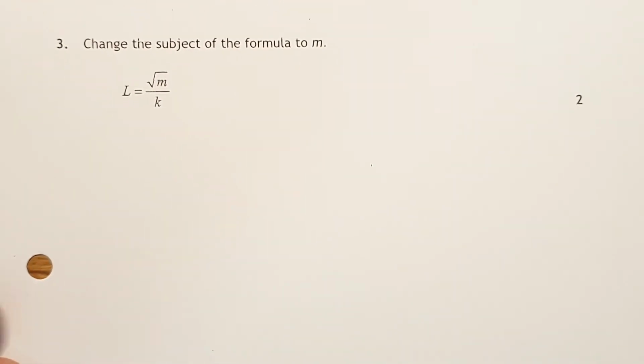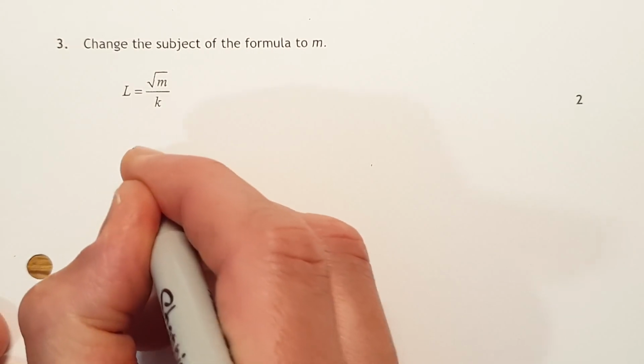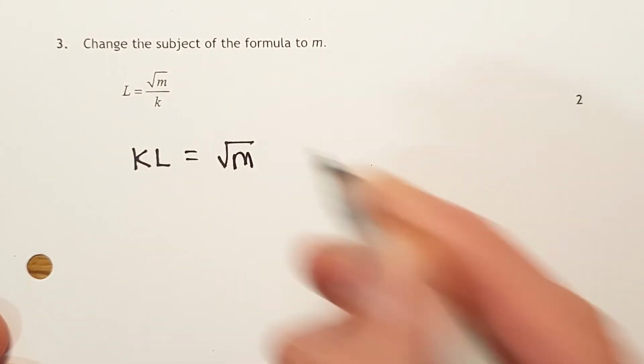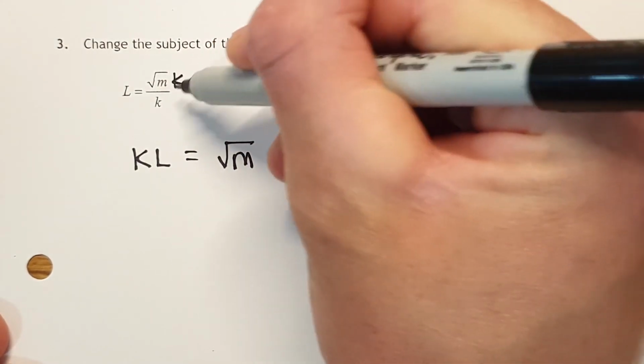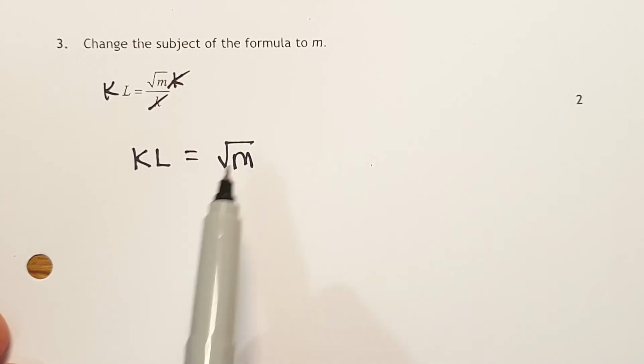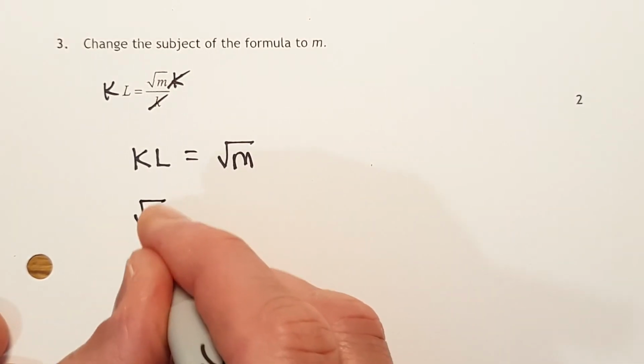Then in question 3, we're changing the subject of the formula to m. So I've got to get rid of this k here and the square root. So I'm going to start by multiplying both sides by k. So multiplying by the k on this side and this side makes those k's cancel out. So that's where I get this from. I'm just going to swap it around.